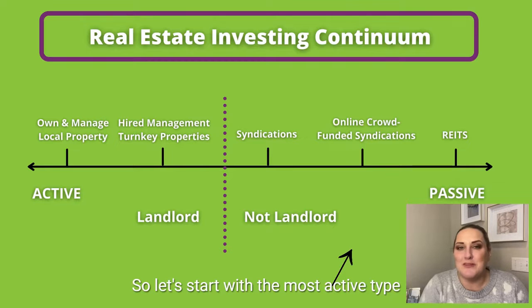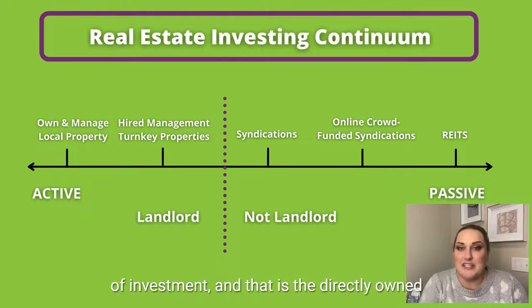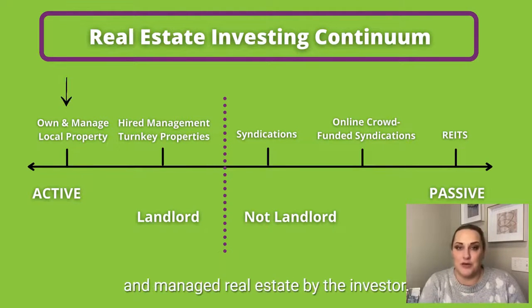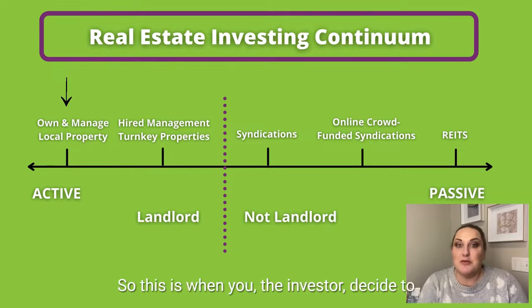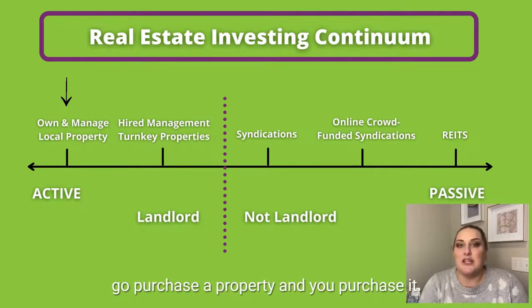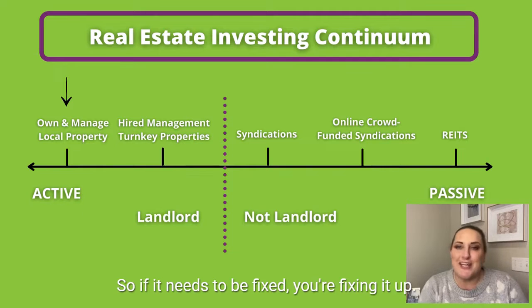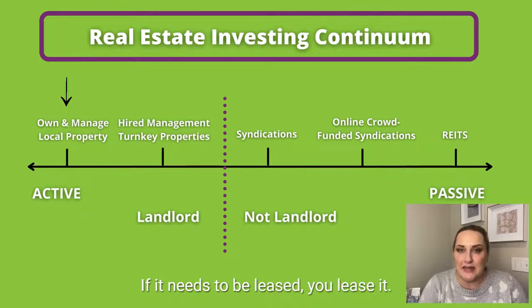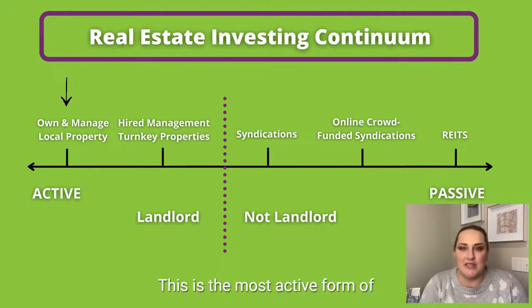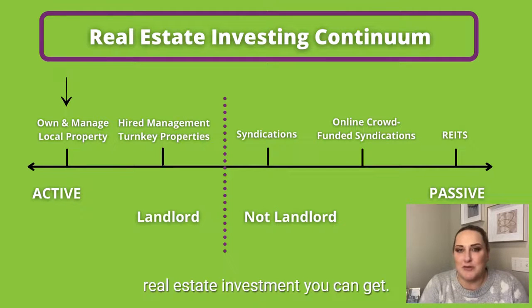So let's start with the most active type of investment, and that is the directly owned and managed real estate by the investor. So this is when you, the investor, decide to go purchase a property and you purchase it, you manage it, you do everything yourself. So if it needs to be fixed, you're fixing it up. If it needs to be leased, you lease it. This is the most active form of real estate investment you can get.